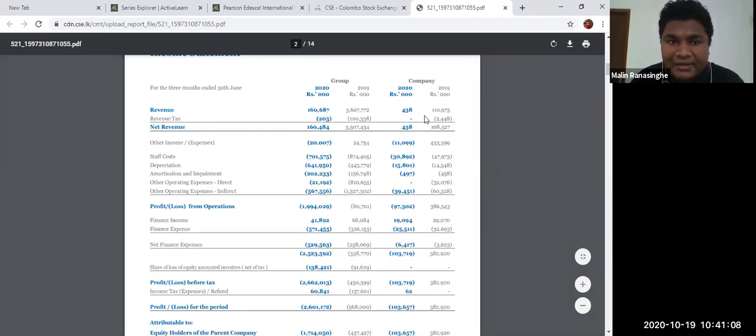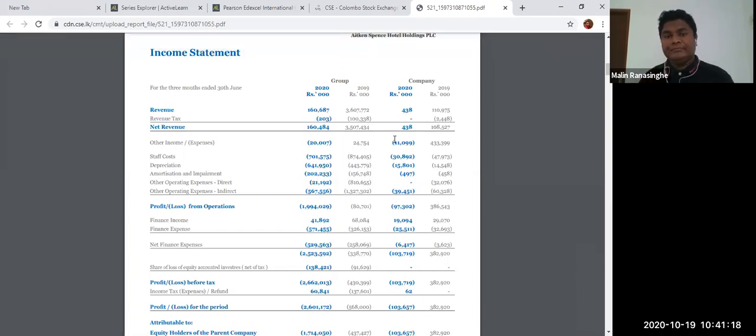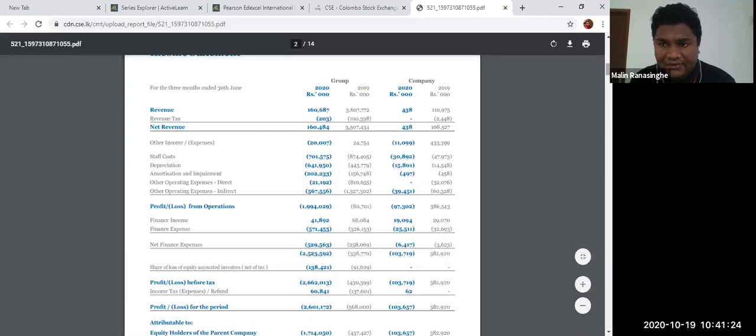So company wise, the revenue for the last 3 months last year was 110 million. This year how much? 438,000. Not even half a million. Not even 5 lakhs. Pathetic situation. Hotel why? No tourists. So now look at the gross profit of the organization.